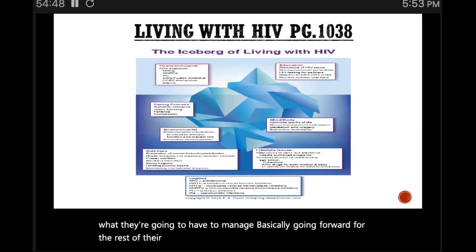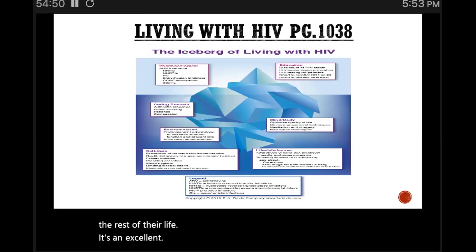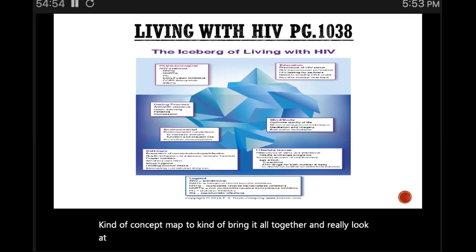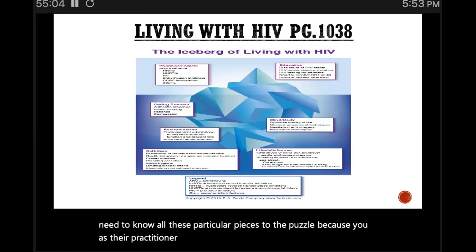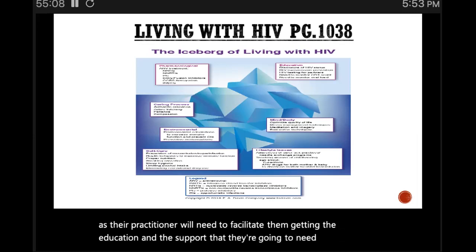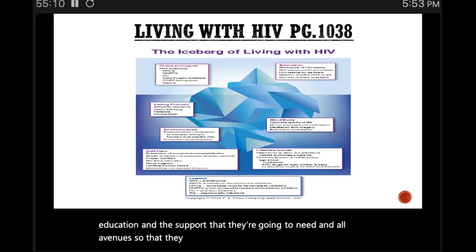It's an excellent concept map to bring it all together and really look at your patient from a holistic standpoint. And keep in mind, you need to know all these pieces to the puzzle, because you as their practitioner will need to facilitate them getting the education and the support that they're going to need in all avenues so that they can manage this disease.